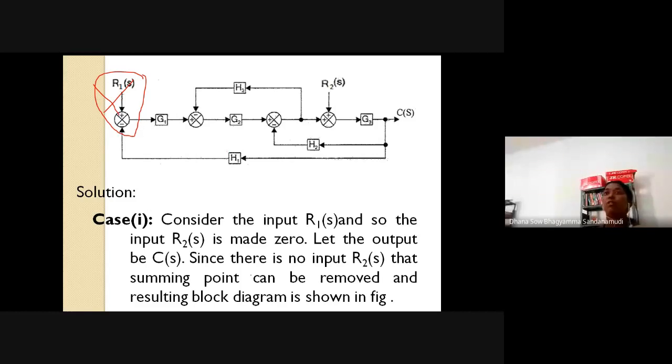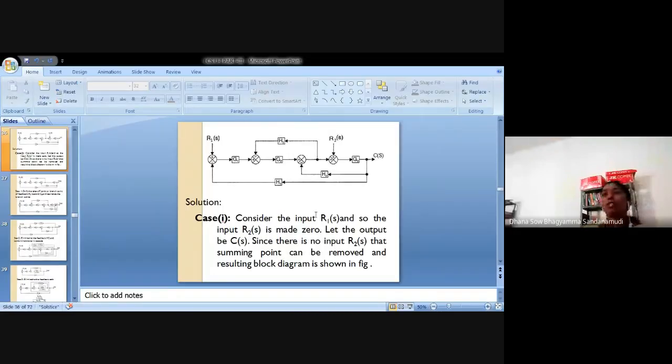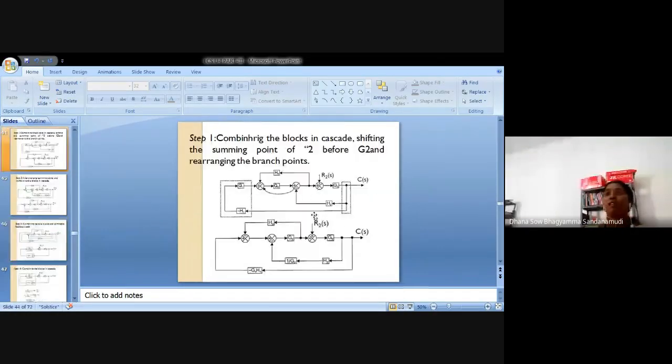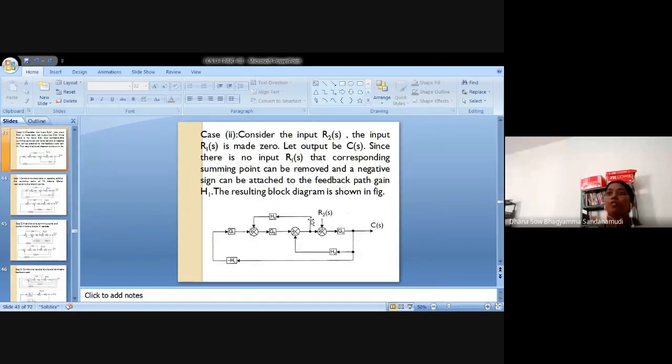So let us see what happened. What is our new block diagram? Let us see our new block diagram. Case 2. Okay, this is my new block diagram. Okay, so R1 of S has become 0.